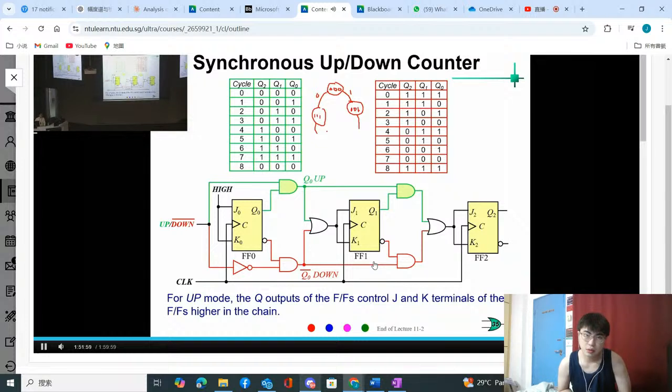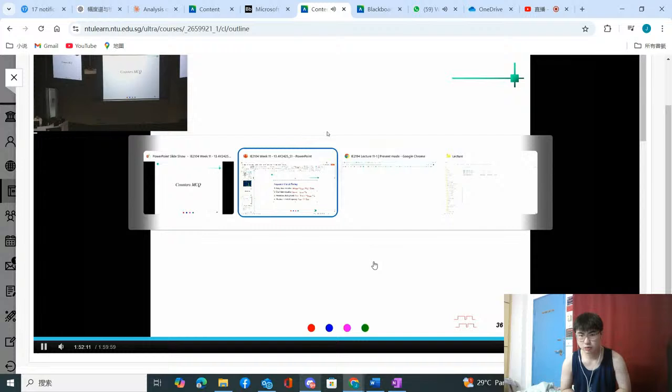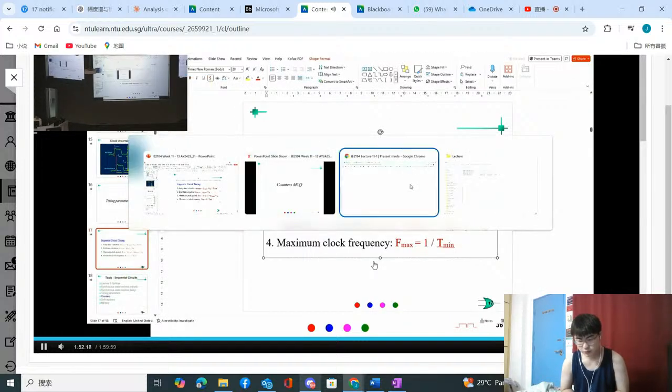This method can only be used in the synchronous counter. Asynchronous counter, you cannot do the up-down counting. Okay, any question? Very simple, right? Okay, let's look at the counter MCQ before we close the topic. Good.